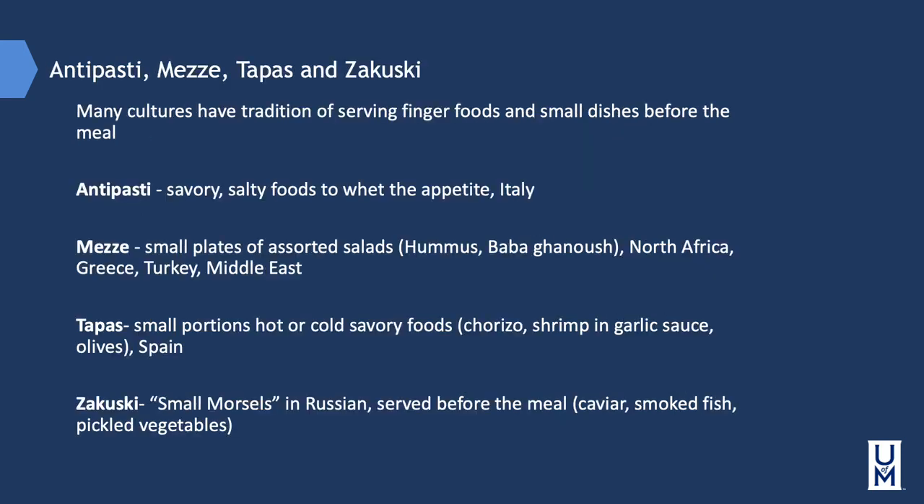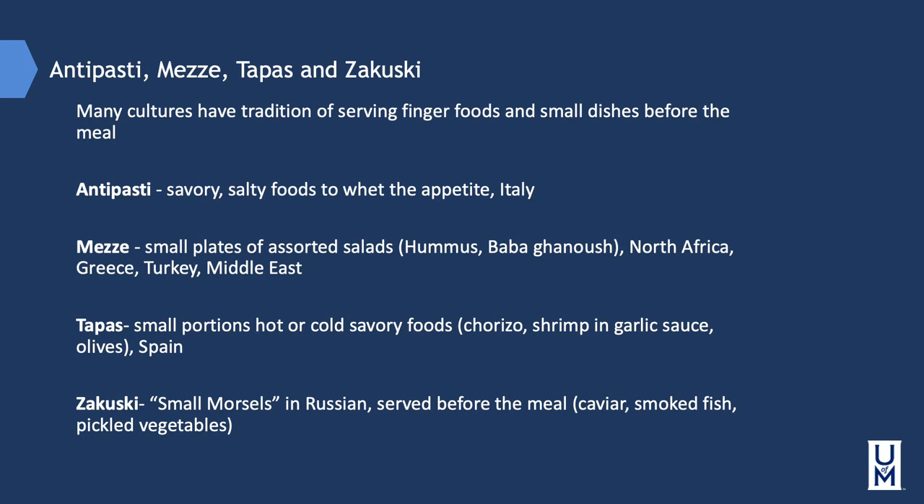A lot of different cultures have traditions for serving finger foods in small dishes before the meal. In Italy, the antipasti, which is savory, salty foods to whet the appetite. From the Middle East and North Africa and Greece, Turkey, and places such as Algeria, you've got meze, which is small plates of assorted salads like hummus and baba ganoush. In Spain, there's tapas, the small portions, either hot or cold savory foods, including items like chorizo and shrimp and garlic sauce and olives.